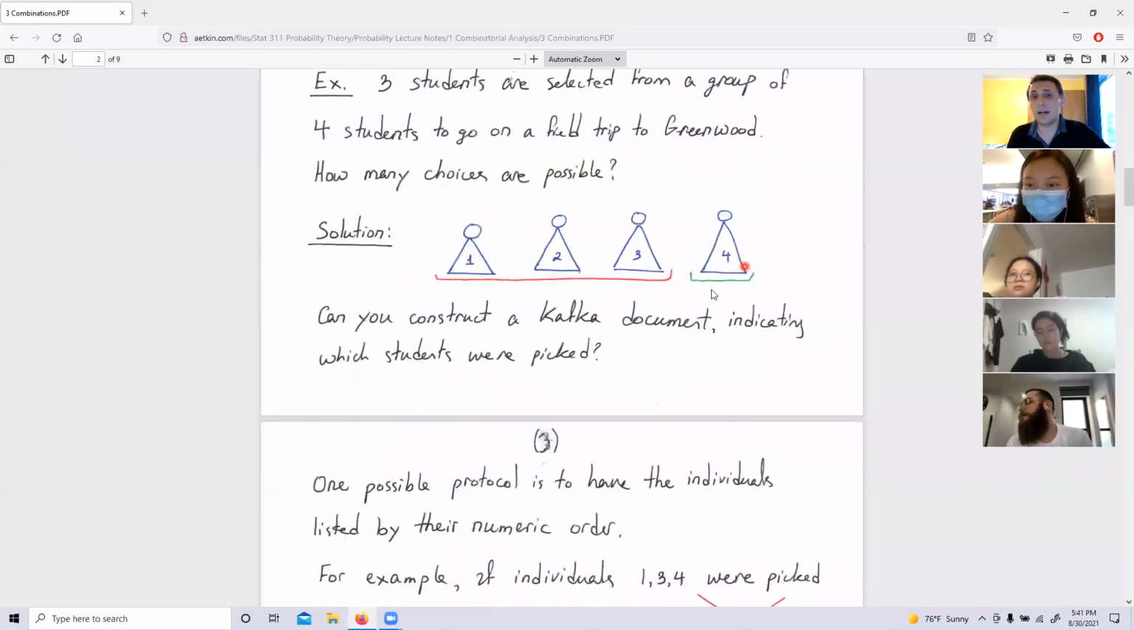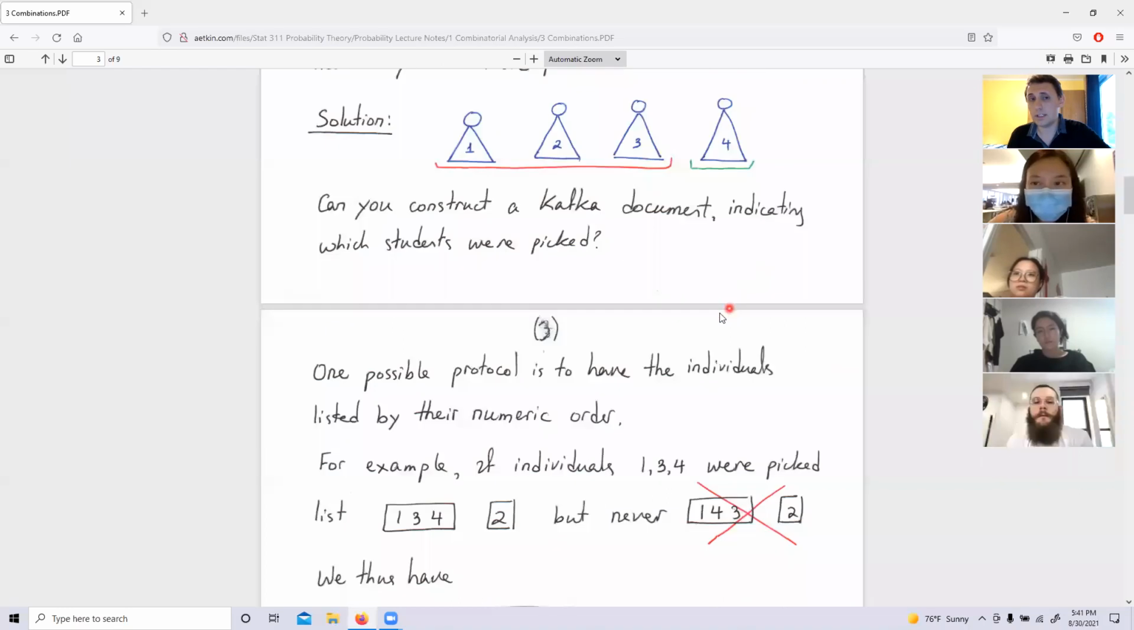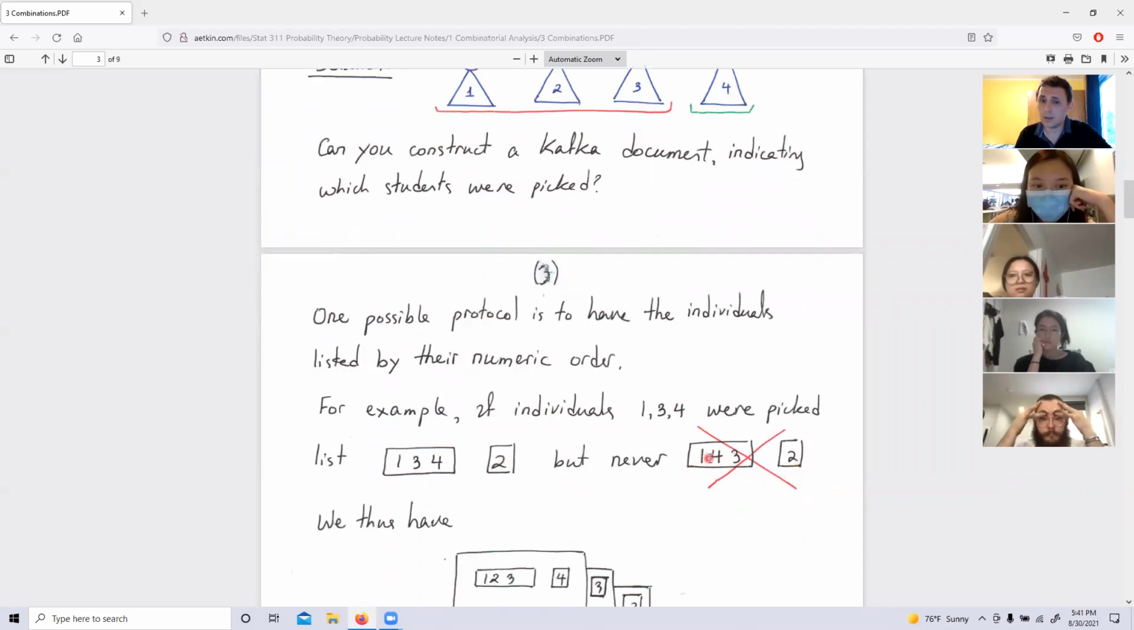So we can create a protocol to indicate what just happened by listing the students according to the number assigned to them from smallest to largest. So you see, I will have this box to list the students that were assigned to go as 1, let's say 3, and maybe 4, for instance. In this picture, it's 1, 2, and 3. But imagine that I write 1, 3, and 4. That means student 1, student 3, and student 4 have been selected, and student 2 has not been selected. I write the box here.